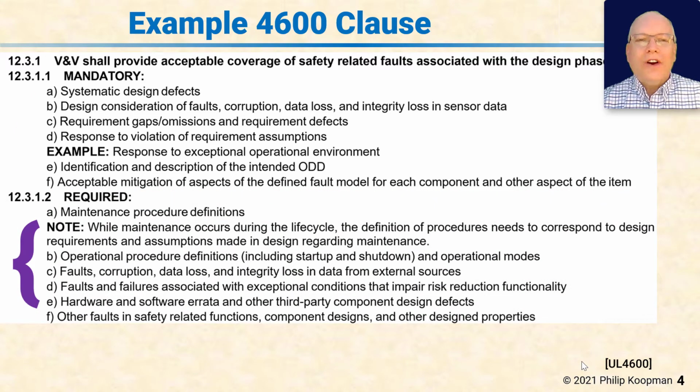Moving on, every clause also has a required section. These are almost mandatory. What that means is if they apply to your system, you have to cover them in your safety case, but there are some systems which they might not apply. So for example, 12.3.1.2a, maintenance procedure definitions, it's conceivable that a very simple system might not have any maintenance. It might be built and it might run until end of life with absolutely no maintenance whatsoever. If that's the case, you can say we're going to deviate from this prompt element A. In other words, we're not going to do it because there is no maintenance for our system, and that's okay.